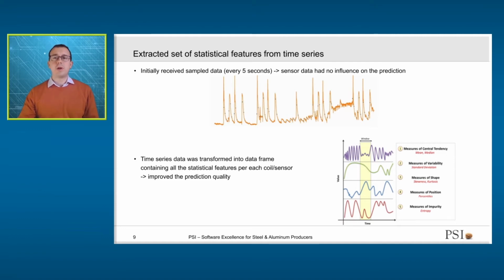Now we receive the complete time series and we extract from this time series some statistical features for each material. And what we can see is that previously with the sampled data, it had no influence on the prediction of the defects. And now, since we are using some statistical features extracted at the material level, these features have a contribution to improve the quality of the prediction. So it's very important the way you handle the time series data for your model.